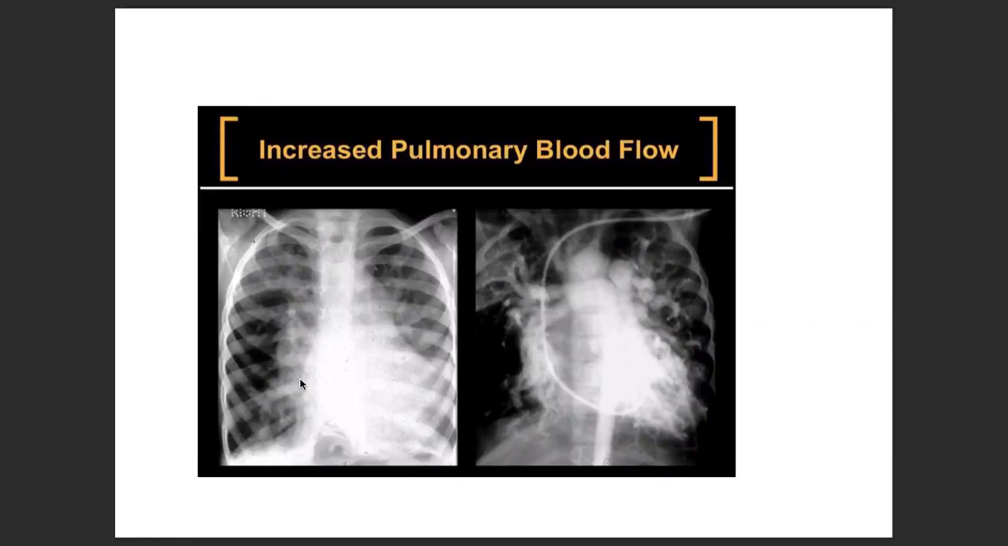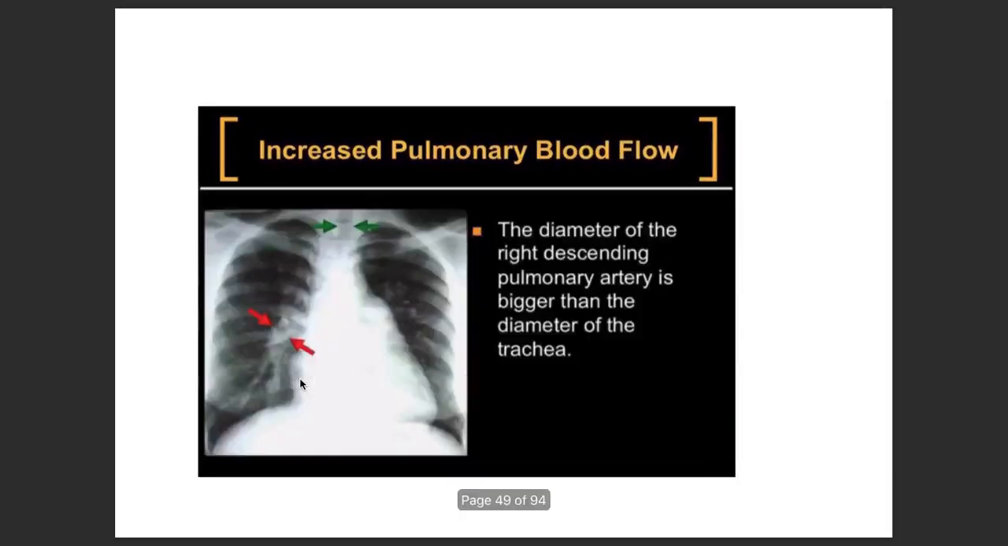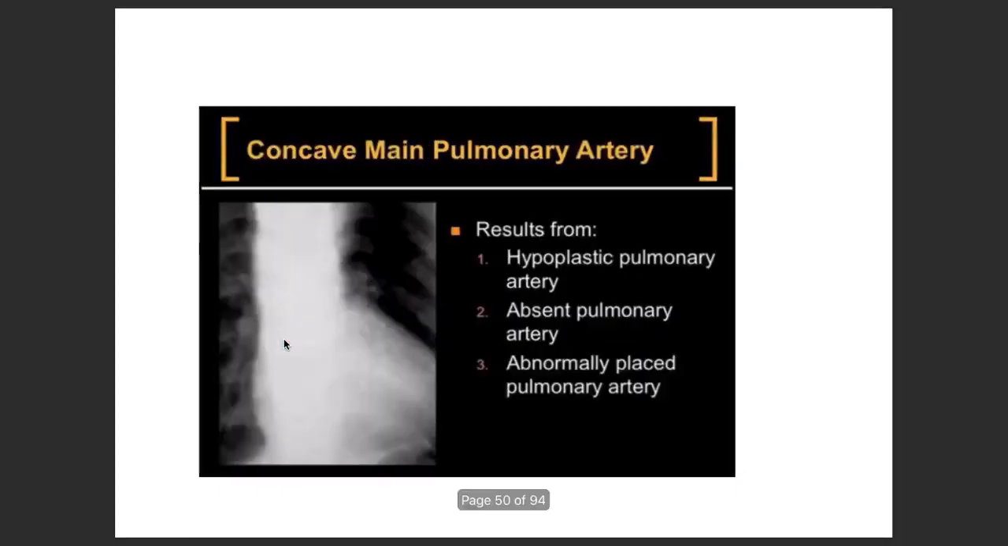In such cases, for example in this one, which is a special one, the diameter of the right descending pulmonary artery is bigger than the diameter of the trachea. So always use them as references. If you notice the trachea size here and the right descending pulmonary artery, of course the RDPA is bigger than this. So similarly, what is happening over here?